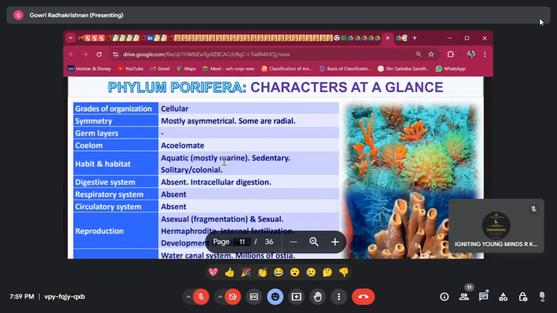Now let's see the characters at a glance. Great level of organization: cellular. Symmetry: mostly asymmetric, some are radial. Germinal layer: nothing of that sort is there. And then coelom: it's acoelomate. Habitat: aquatic, sedentary, and solitary or colonial.